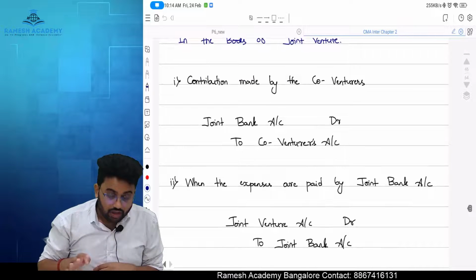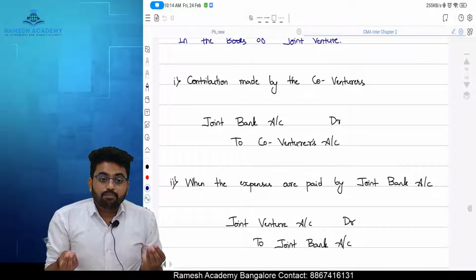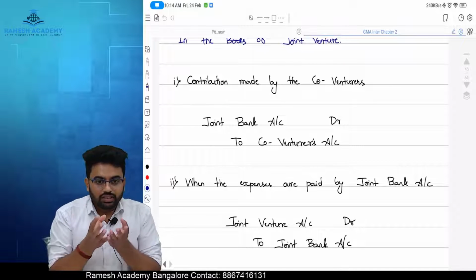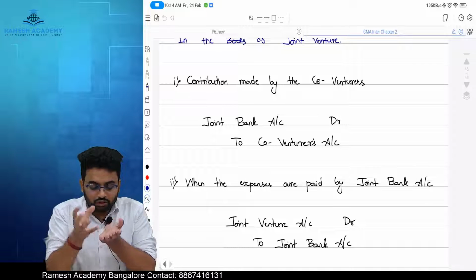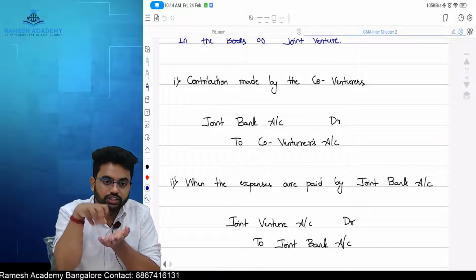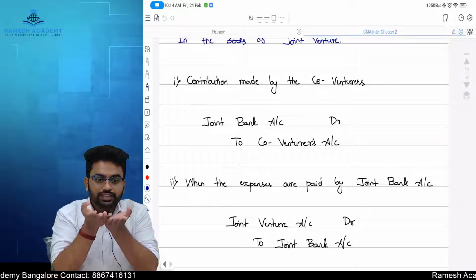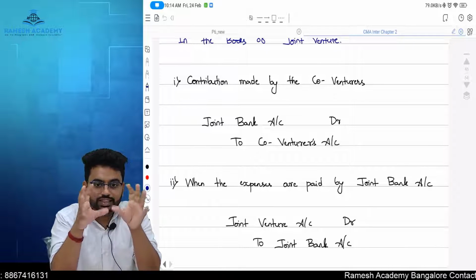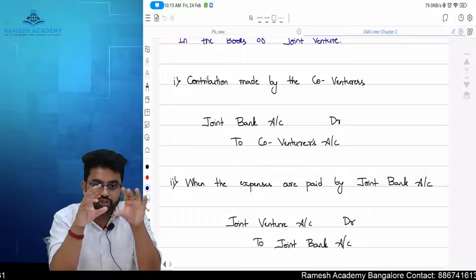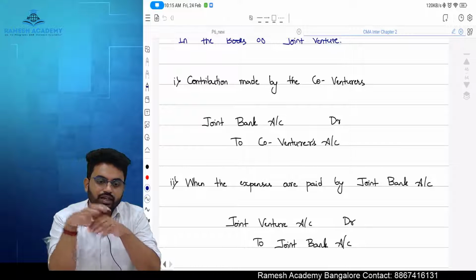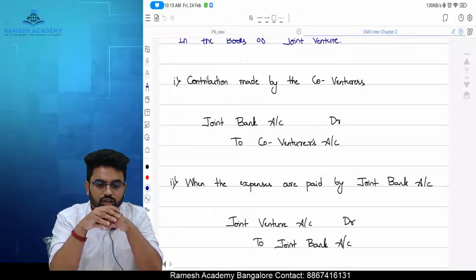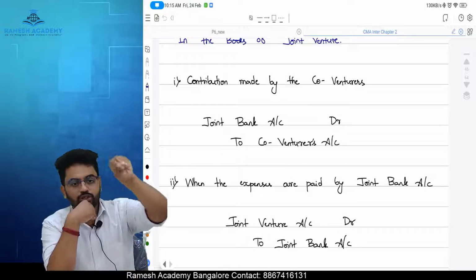Next, the expenses of the joint venture is paid by the joint bank account, which means in our joint venture there is certain money. We are paying the expense of the joint venture using that money. Expense it is, we should debit the joint venture, right? When it is an expense, we should debit the joint venture. So joint venture account debit to joint bank account. Or you can say expense account debit to bank account.